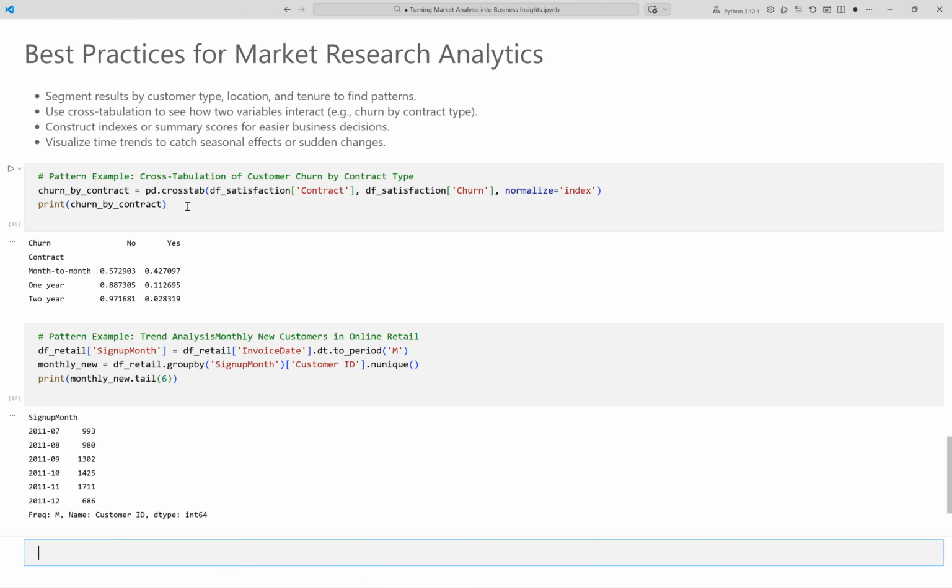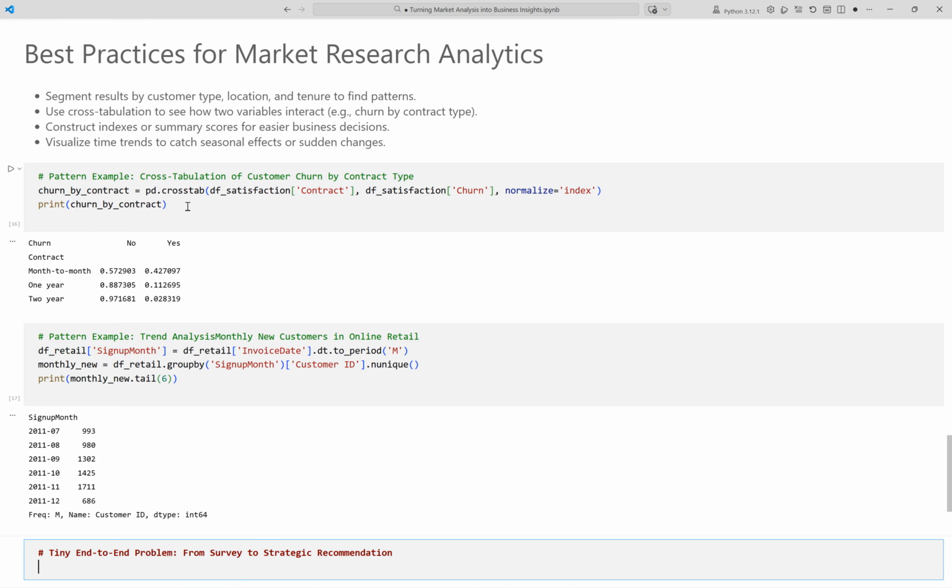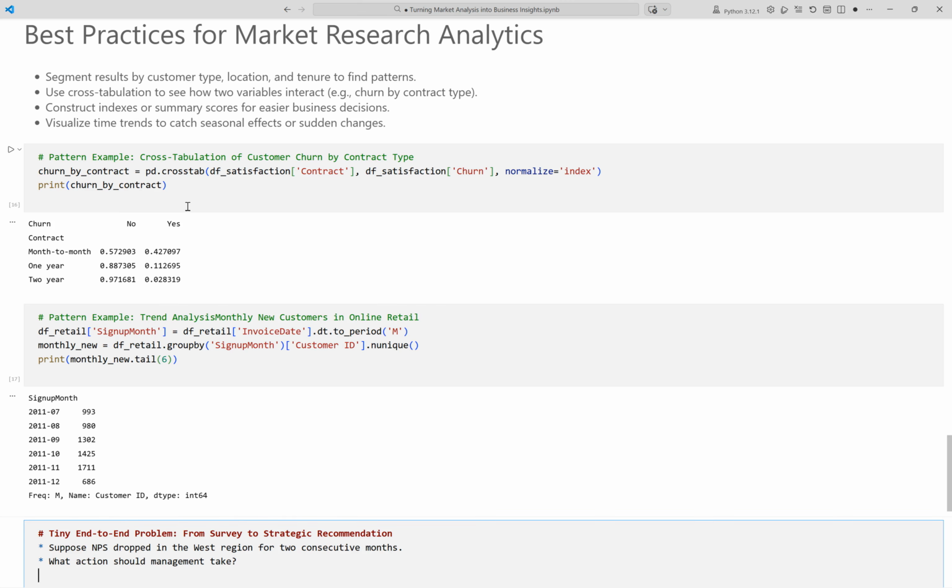Tiny end-to-end problem, from survey to strategic recommendation. Suppose NPS dropped in the West region for 2 consecutive months. What action should management take? Analyze the NPS trend, identify the segment, and prepare a short recommendation. Running the cell now.